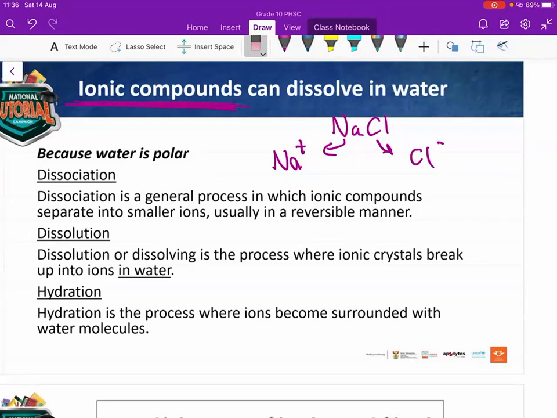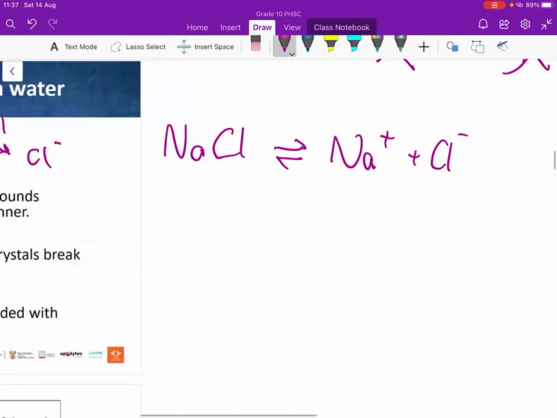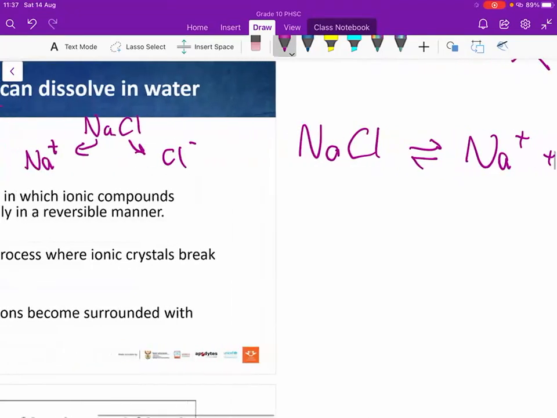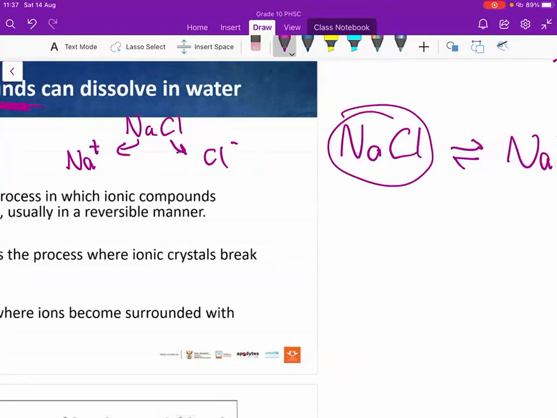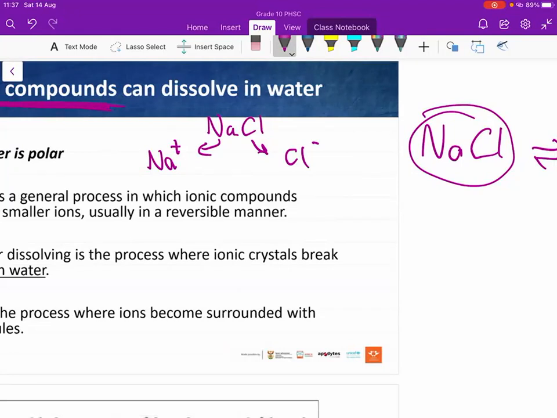So some terminology. Dissociation is a general process in which ionic compounds separate into smaller ions, usually in a reversible way, which means that they can separate like this, Na and Cl, and they can go back together again. And normally when we have a reaction that does that, we use double arrows. Sodium chloride can separate into sodium ions and chloride ions, and it can go back the other way to form sodium chloride again. Sodium chloride is a crystal. I'm sure if you've looked at salt before, you can imagine it in your mind. It looks a bit like a crystal. It's not very strong. You can easily break it if you squash it against the table. We often call ionic compounds salts because they look like crystals.